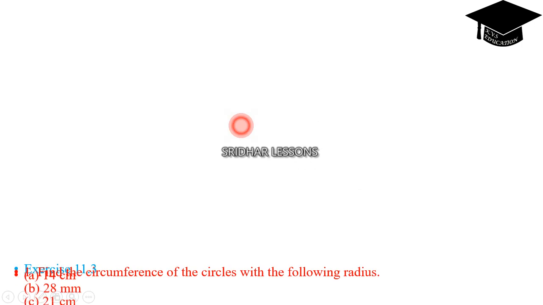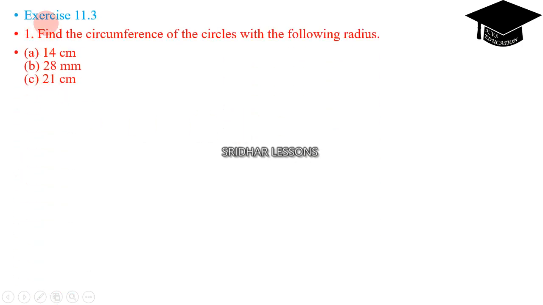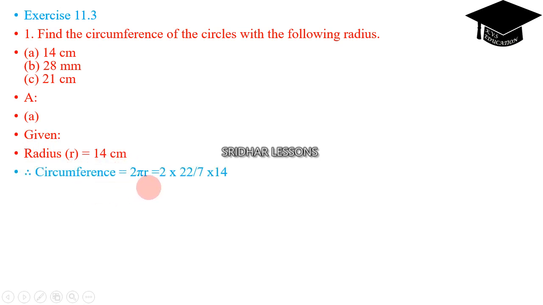Next. Coming back to exercise 11.3. Find the circumference of the circles with the following radius: 14 centimeters, 28 centimeters, 21 centimeters. A. Given the radius r equals 14 centimeters, the formula for circumference is 2 pi r, that is 2 into the value of pi, 22 by 7, into 14. Upon cancellation, we have got 88 centimeters.